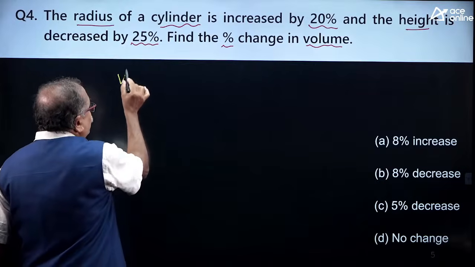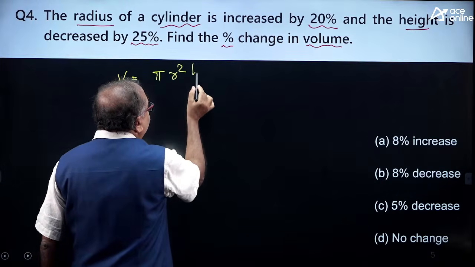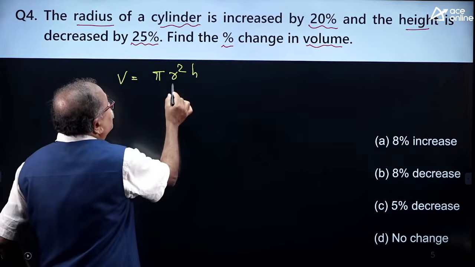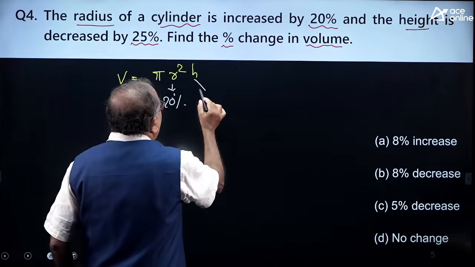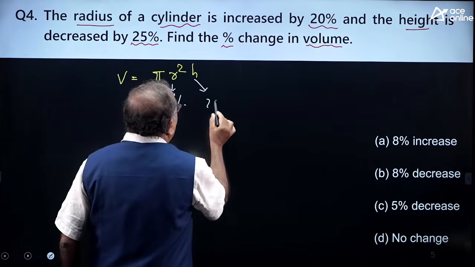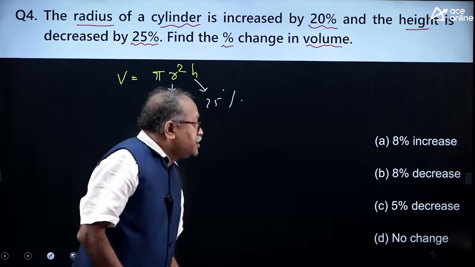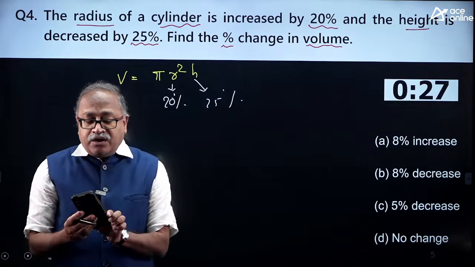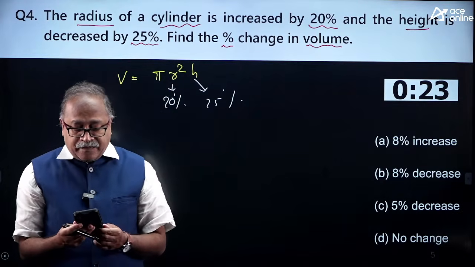We know that the volume is equal to pi r square h, and r is increased by how much? 20%, right? Whereas h is decreased by 25%. So what is the percentage change in the volume? Take your 30 seconds, think about it. You will learn a lot of things which are directly related to the examination, my dear friends.